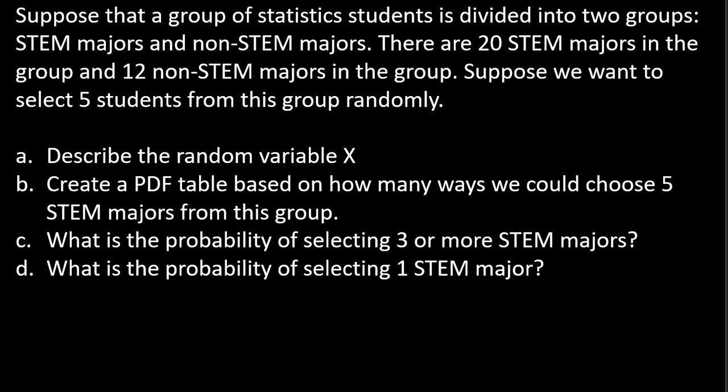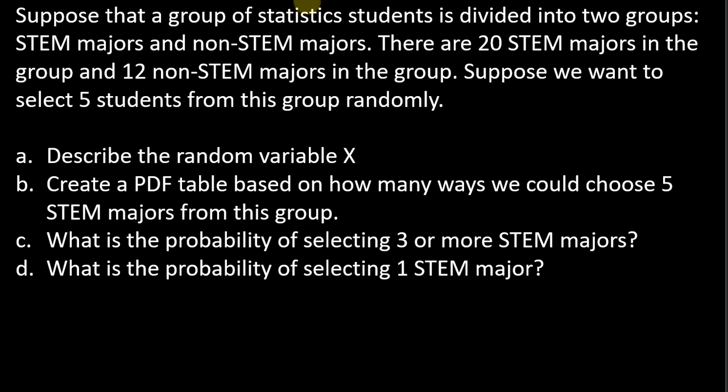So we have a couple of questions here. First is to describe the random variable x. The fact that this has been broken up into two separate groups within an entire group, there's 20 plus 12, 32 students in total, but we've been told how to divide these up. That is one of the signs that we are talking about the hypergeometric distribution. And the fact that we talk about STEM majors first, it's usually whatever you talk about first that is that success group or that first group that we're interested in.